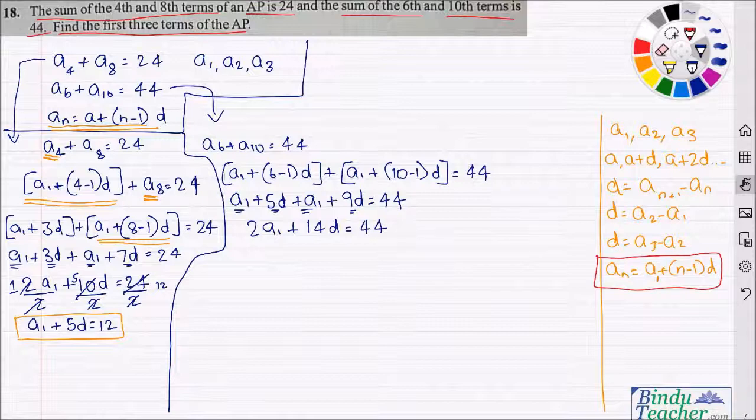Again, I see 2 as a common factor, so we will divide all these numbers by 2 on both sides of the equation. We get 2 divided by 2 equal to 1, 14 divided by 2 equal to 7, and 44 divided by 2 equals 22. So you get a1 plus 7d equals 22.